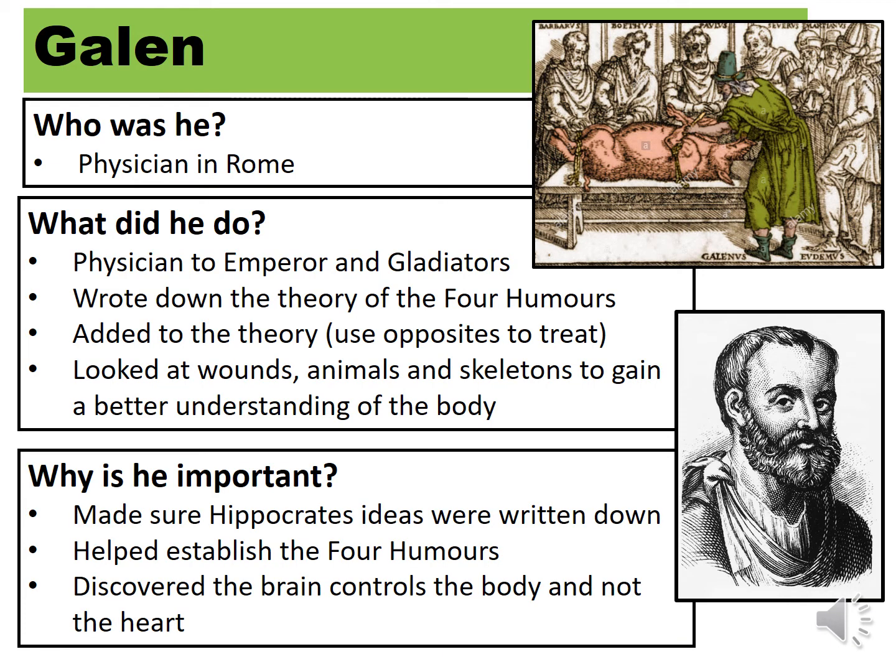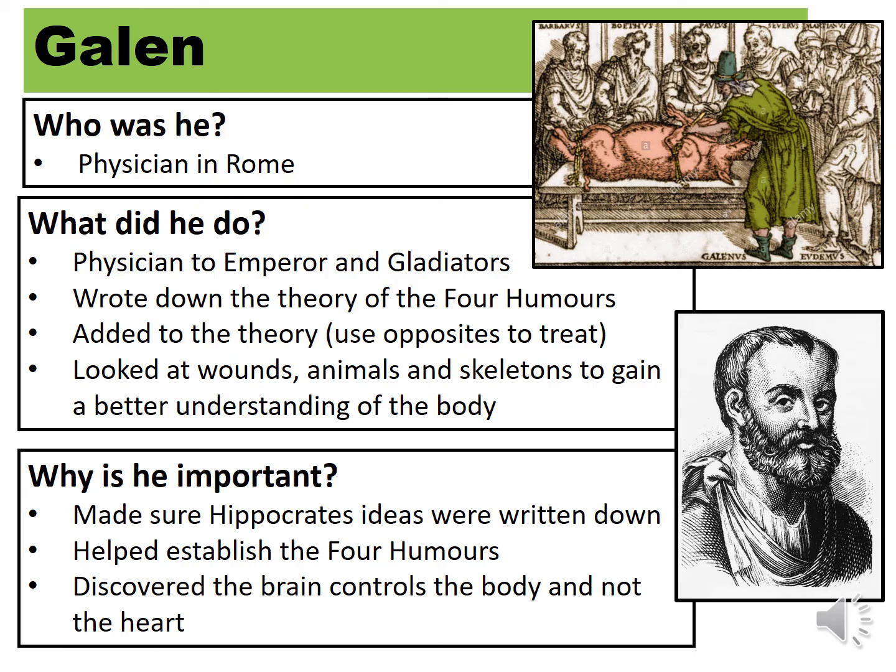So why is he important? He made sure Hippocrates' ideas were written down and passed on. He helped to really establish the four humours by writing them down and by adding to them. And by experimenting on animals, he discovered that the brain controls the body and not the heart, as it was believed. They believed that the liver was the centre of the body, which we now know as the heart. So they thought that the liver made new blood, but it's the heart that pumps blood continuously around the body.